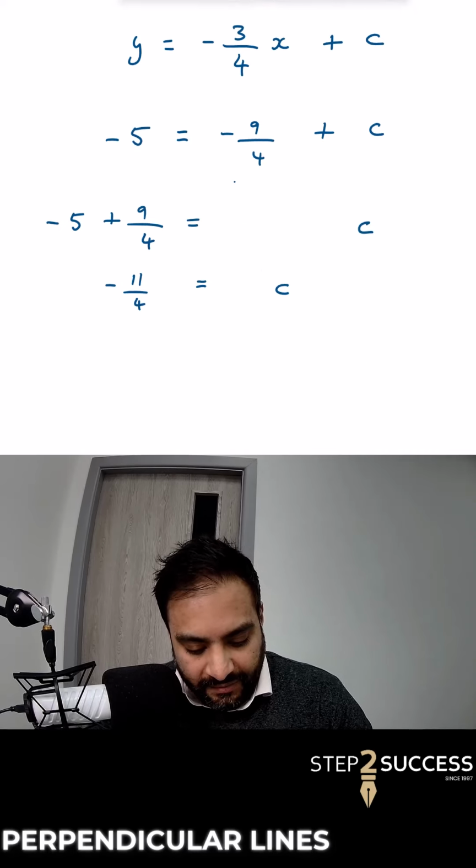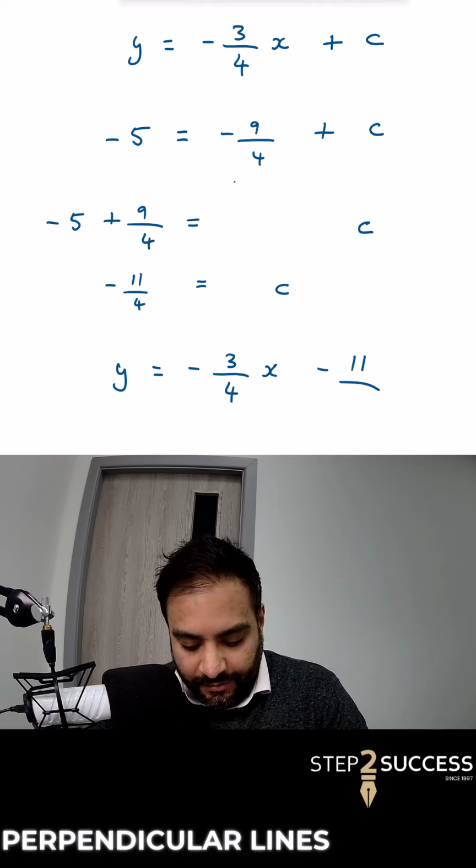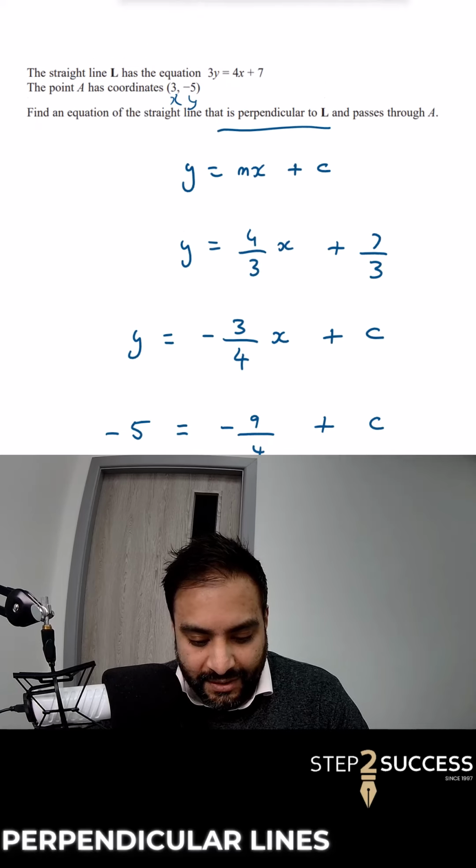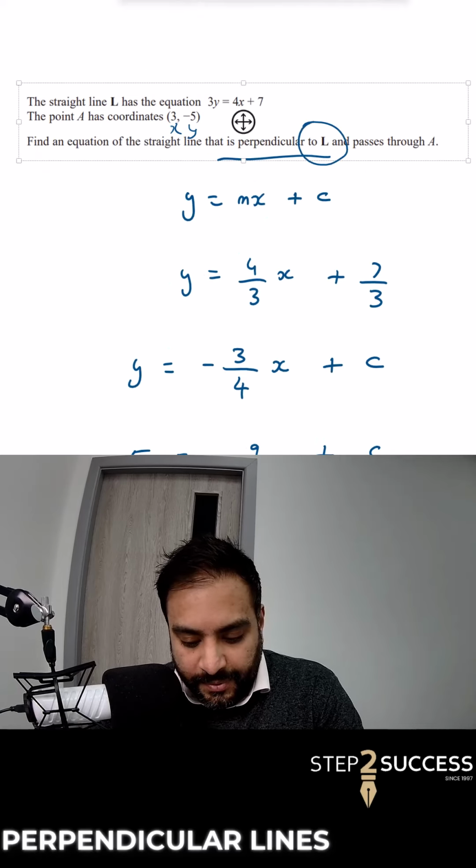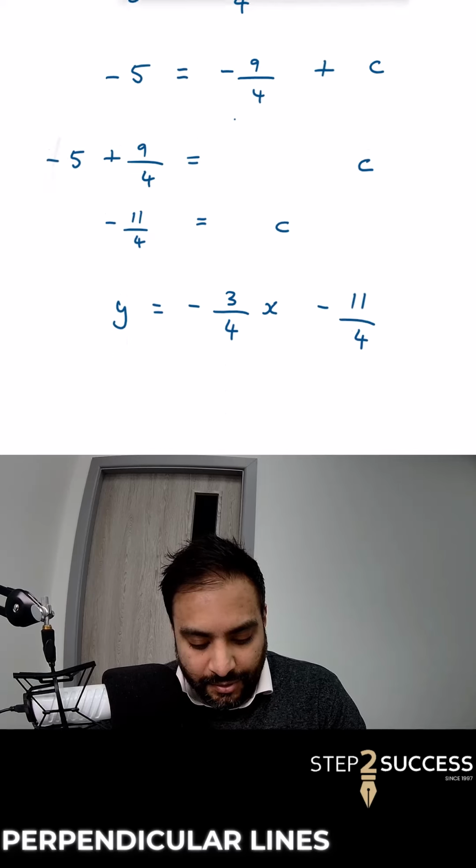That means my final answer is y equals minus 3/4 x, the c is minus 11 over 4. So that is the equation of the straight line that's perpendicular to L and passes through the point A.